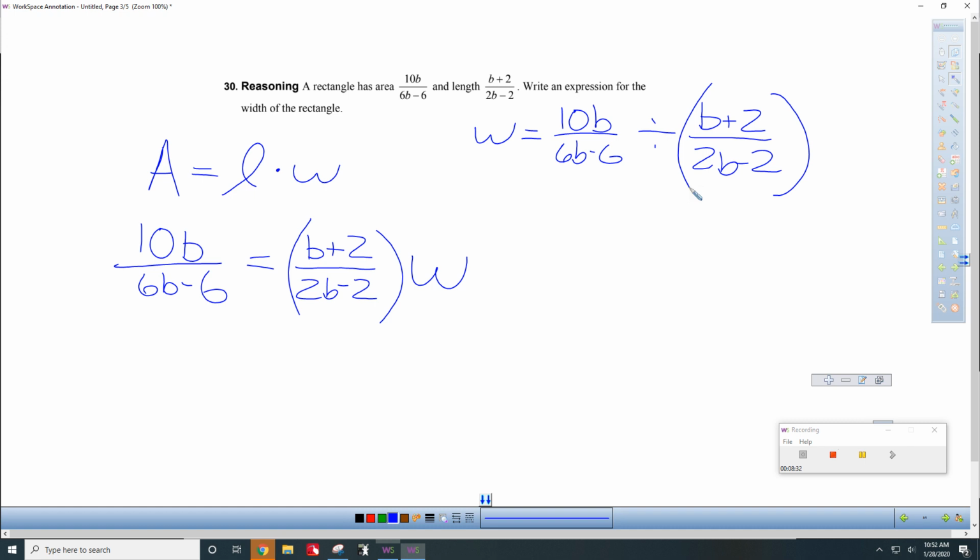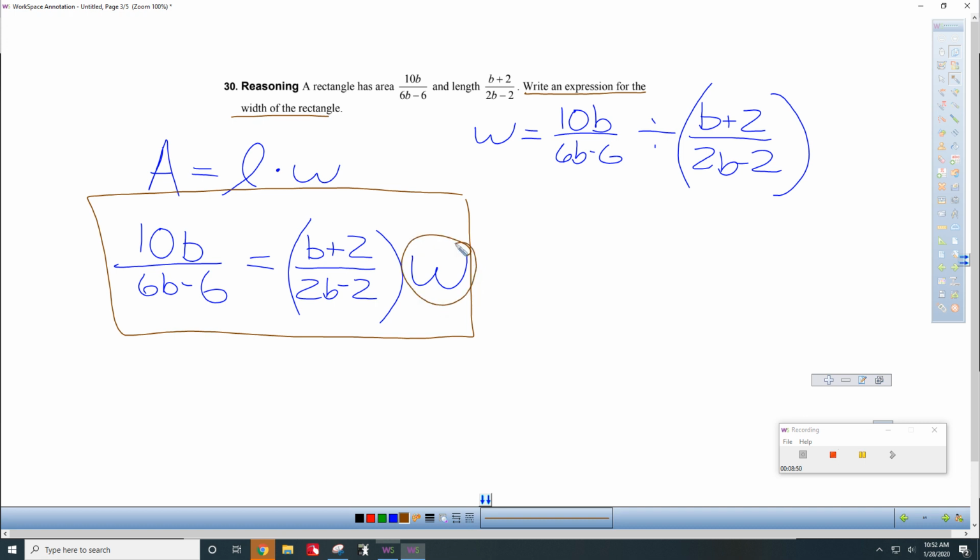Let's look at this equation right here, Sammy. What are you trying to solve for? Yes, it says write an expression for the width. So what's being done to the w? It's being multiplied. How do we get rid of multiplication? We divide. That's what I did right there. Does that help? Okay? Now, instead of dividing, we multiply by the reciprocal.